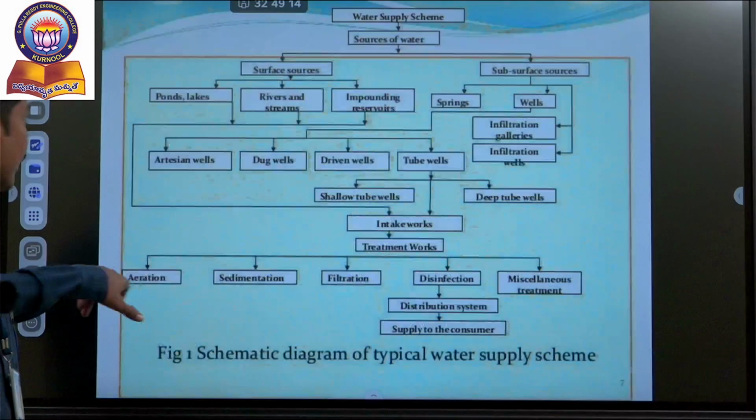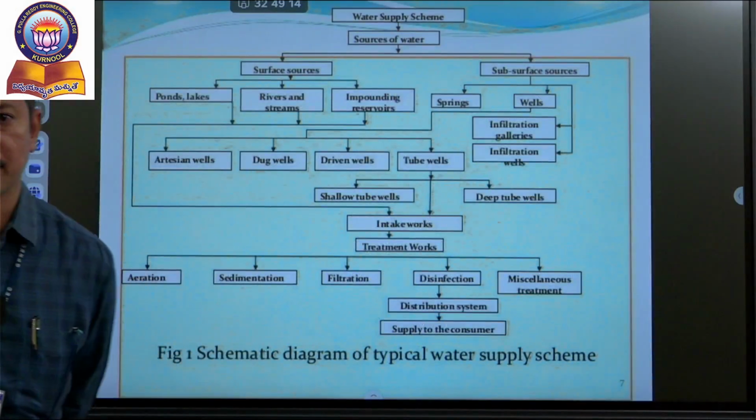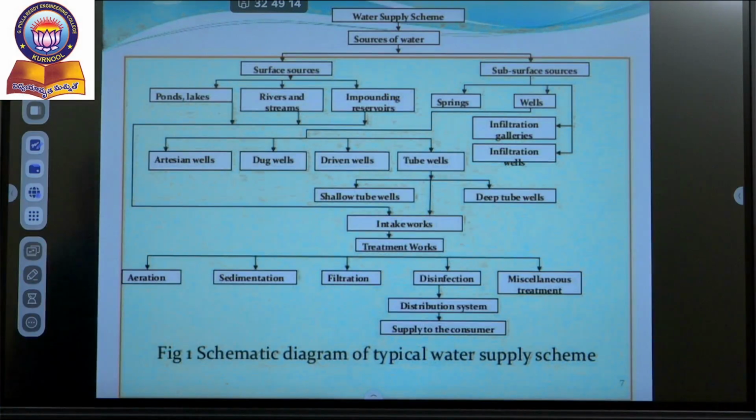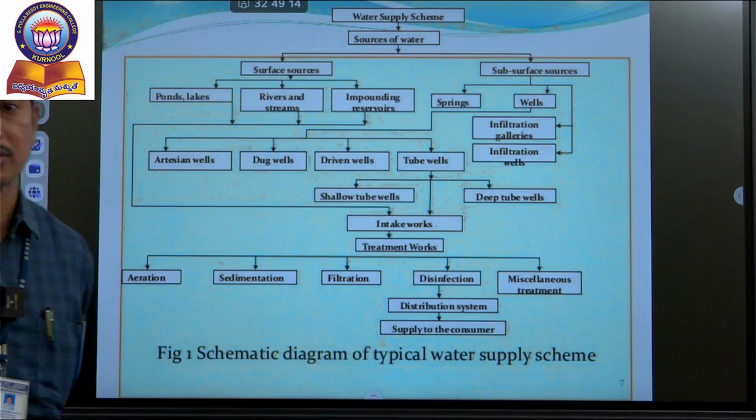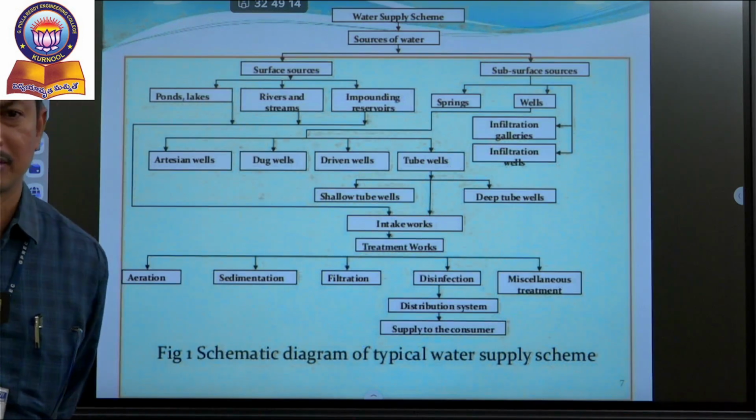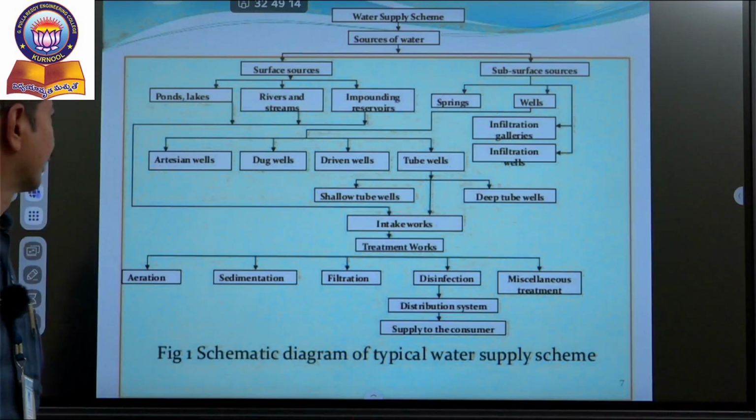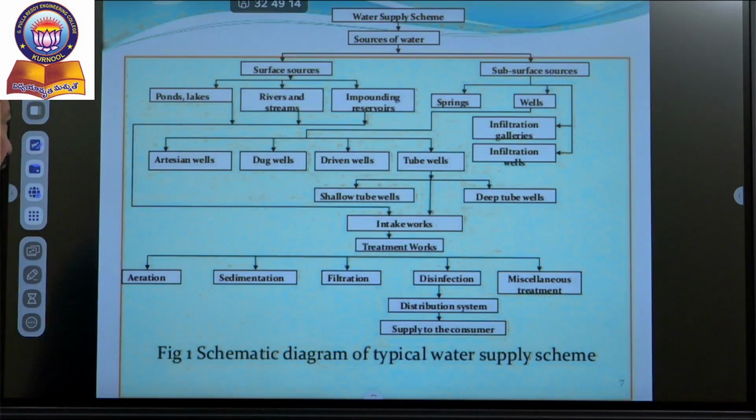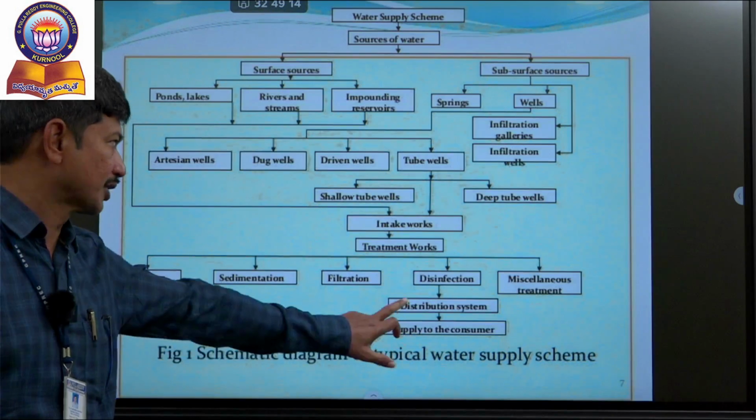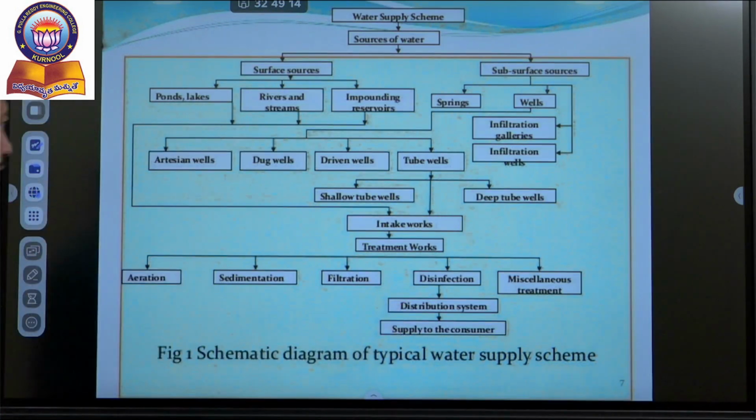And this is a flow chart for the water supply system. In this flow chart, first is sources of water. Sources of water are of two types, surface sources and subsurface sources. Surface sources include ponds, rivers, reservoirs, and oceans. This water is collected, treated, and distributed to the public. And subsurface sources, springs and wells, are directly collected, treated, and distributed to the consumers. This is just a flow chart of the water supply system.